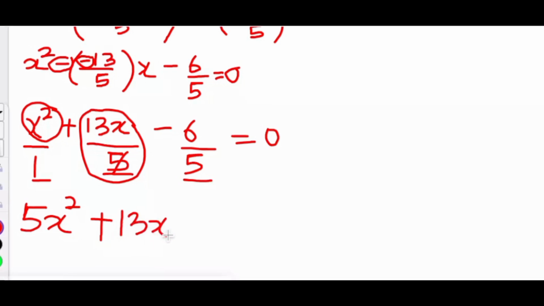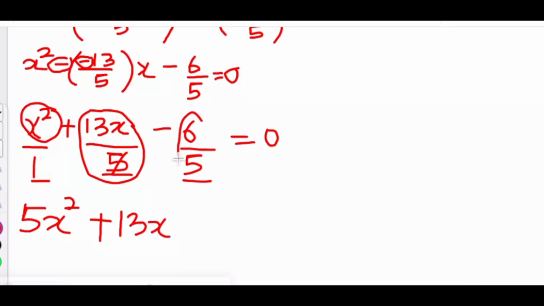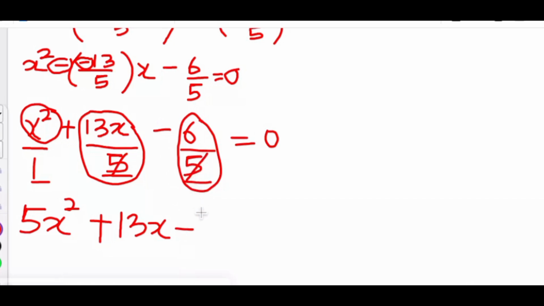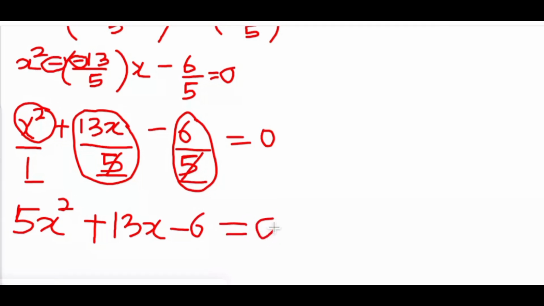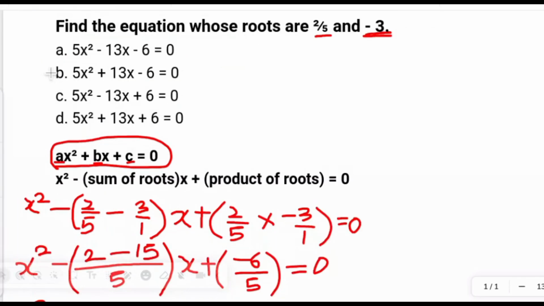Good. The last fraction is minus 6 fifths. When I multiply 6 fifths by 5, don't forget we're multiplying by 5, this 5 will be crossed out with the one on the denominator side. So I have minus 6 equals 0. And this is our equation: 5x squared plus 13x minus 6 equals 0. So going back to our options, we have B as the correct answer.